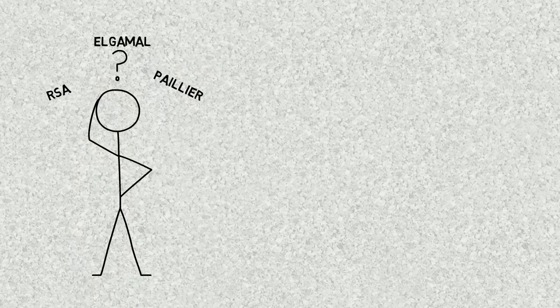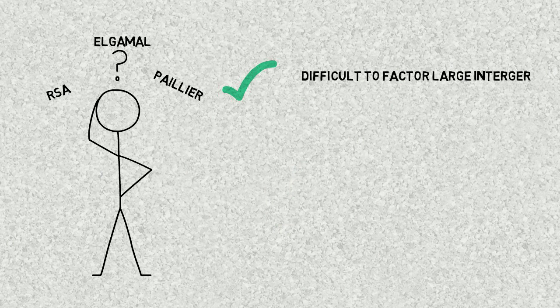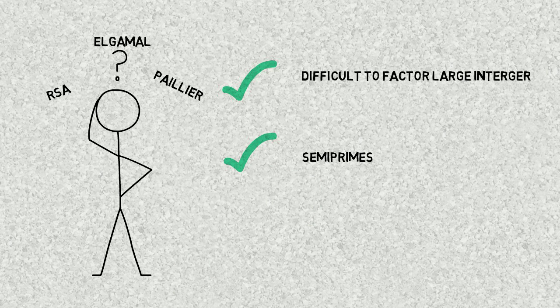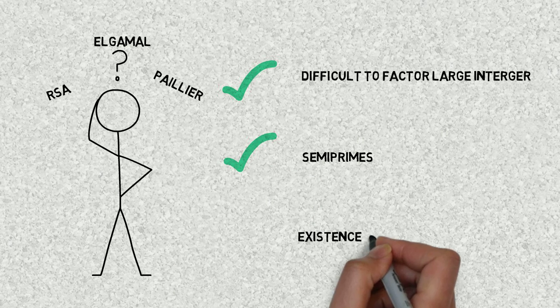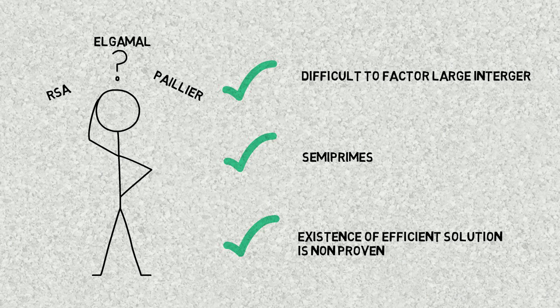But what do they have that makes the public-private key scheme possible? Firstly, it is very difficult to factorize very large numbers. And this is even harder for semi-primes, which are the product of two large, similarly sized prime numbers. And lastly, the existence of an efficient solution for this problem is not even provable yet. It's impossible to infer the private key from the public key, at least with current computation methods.